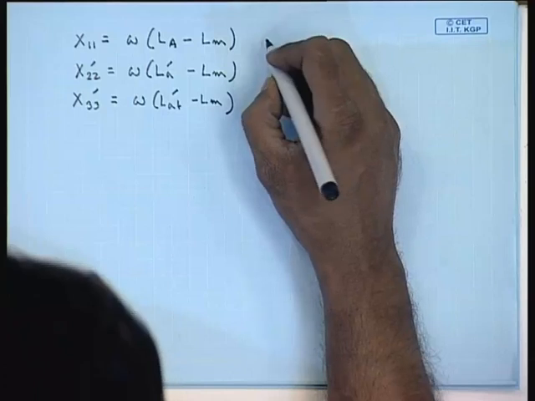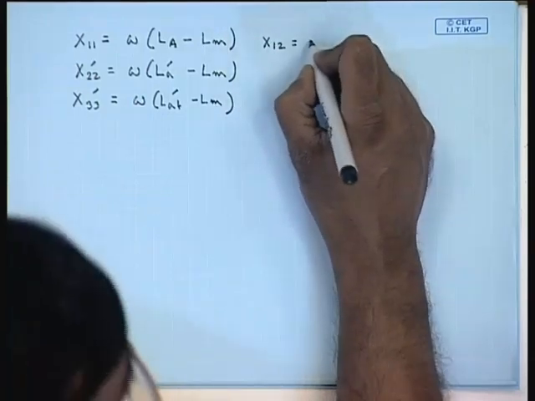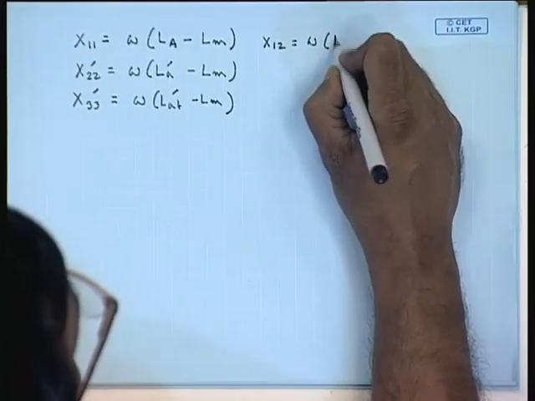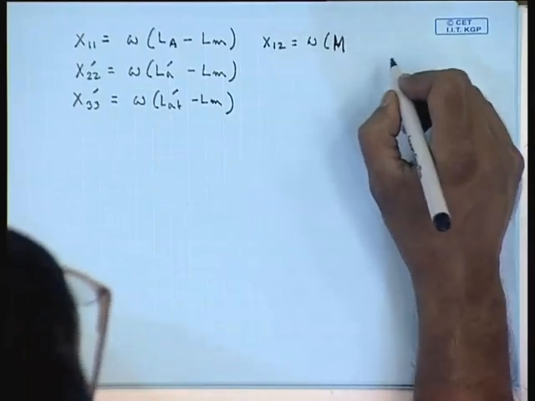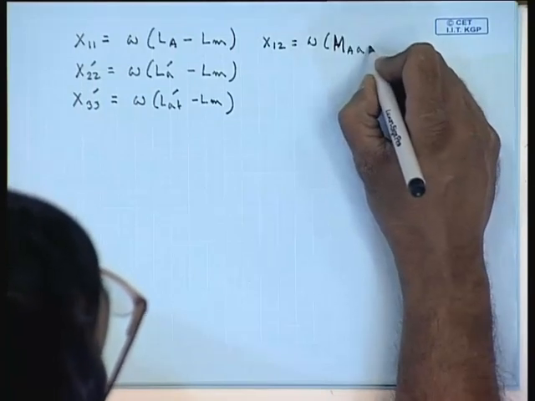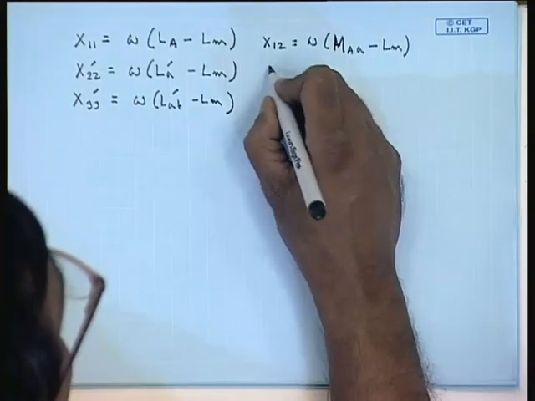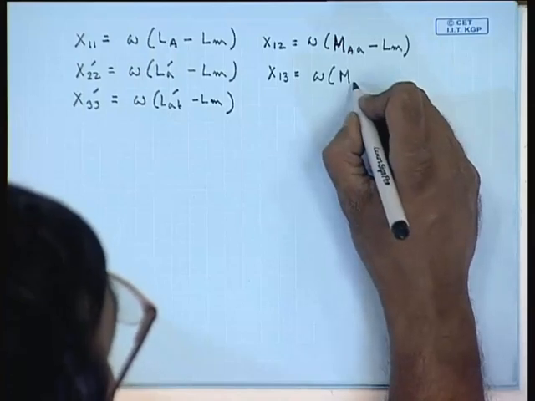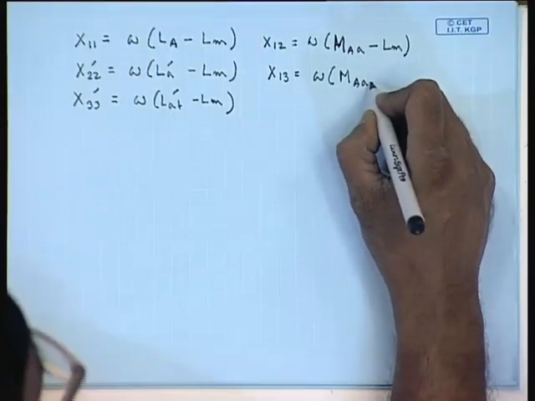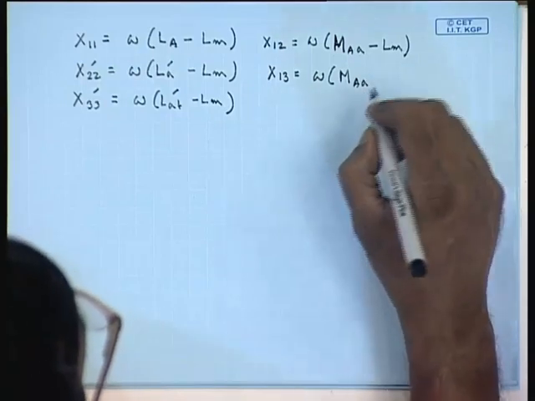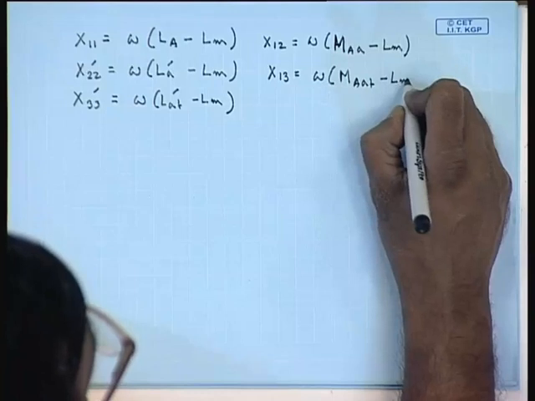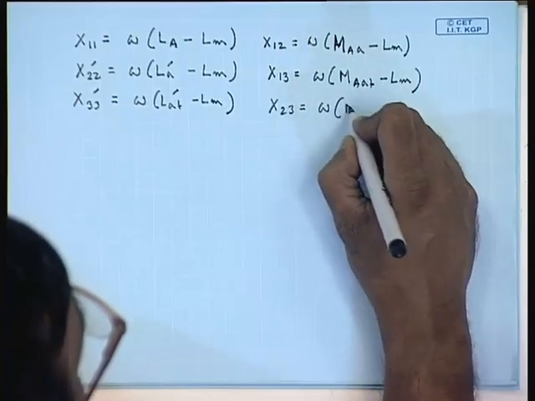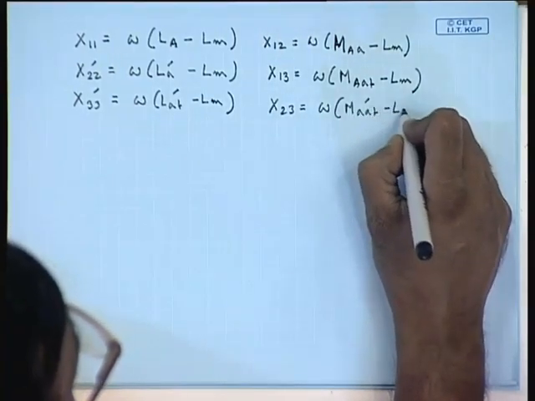Similarly, let us define x12 to be equal to omega into (m A A dash minus L m), x13 equal to omega into (m A A T dash minus L m), and x23 equal to omega into (m A dash A T dash minus L m).